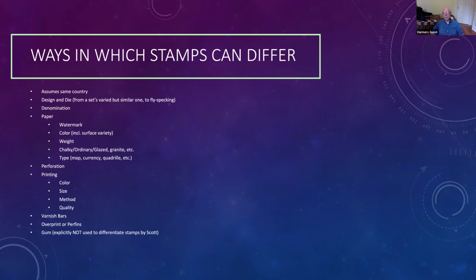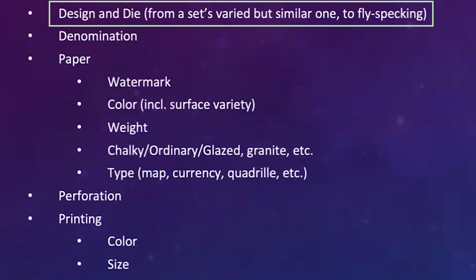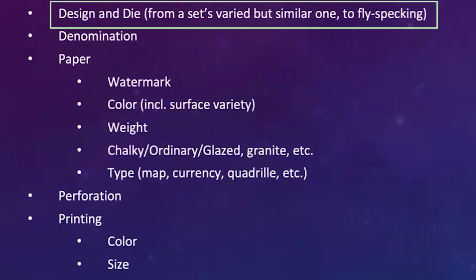What are the ways in which one stamp can differ from another? We're assuming here that they're all from the same country. So the design and the die, we know all this die information about the British colonial stamps. There are several different dies involved there. A set will have the same design, and not even just change the denomination, but they will all be similar in their styling and so on. And then you can have fly specking, and that's one of the more important ways.